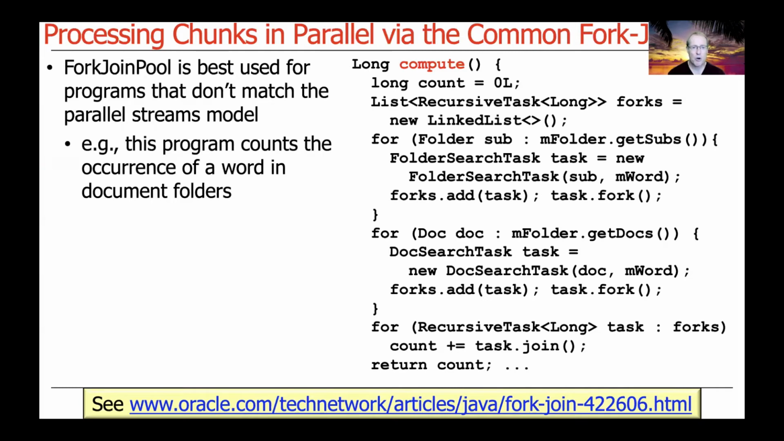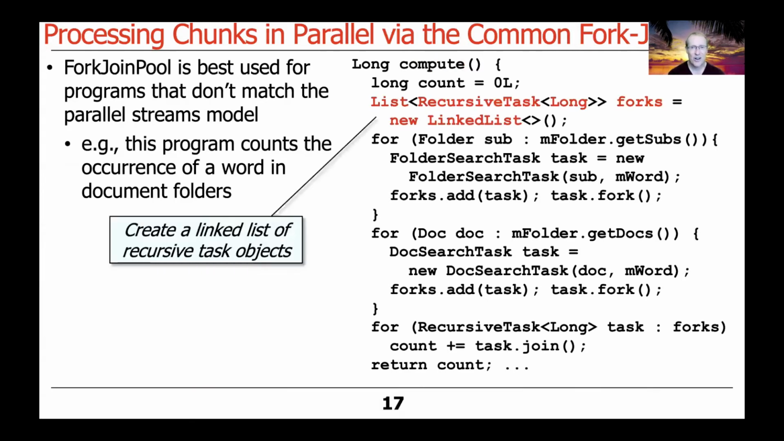This particular program counts the occurrence of a word in a recursively structured folder hierarchy. So we've got a bunch of folders that contain subfolders and documents and so on. And this piece of code here called compute is going to go through the folders and look to see where a certain word occurs, or a phrase or whatever. You can just read more about this in the article here. And then I have some examples of this in my repository on my GitHub account.